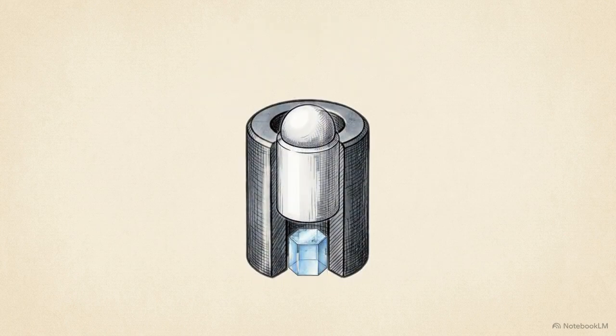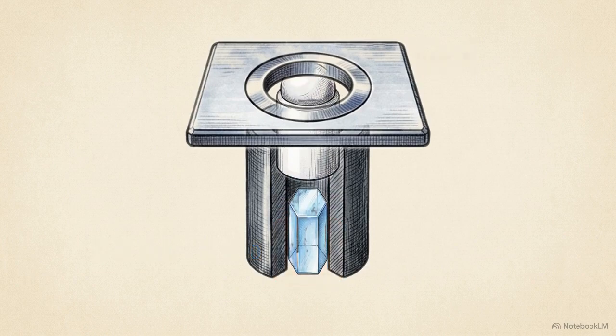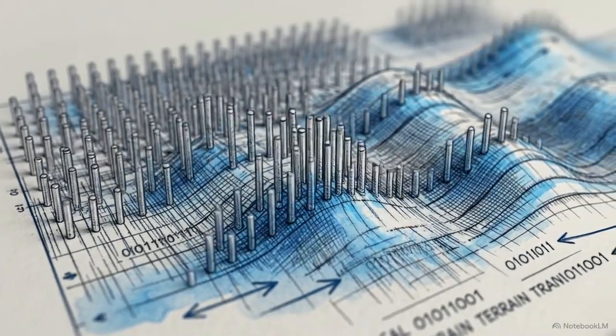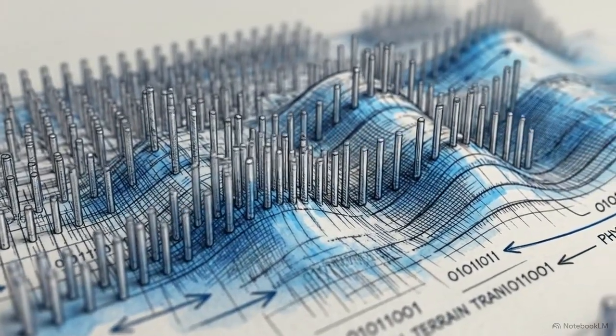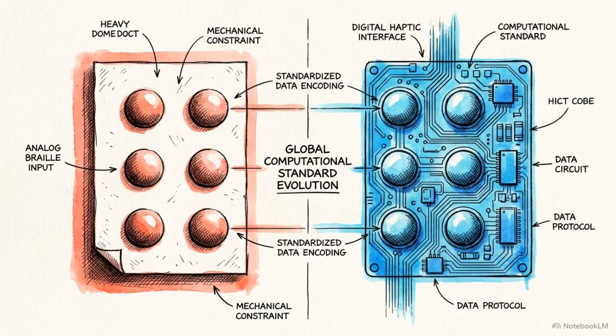This cross-section shows the mechanism. Digital 8-bit data flows in, triggering voltage changes across a piezoelectric crystal housed beneath the cell. When voltage is applied, the crystal physically expands, mechanically pushing the pin upward to breach the surface and lock into its binary state. The refreshable display is the realization of the matrix, a dynamic, real-time translation of digital bytes directly into physical terrain.